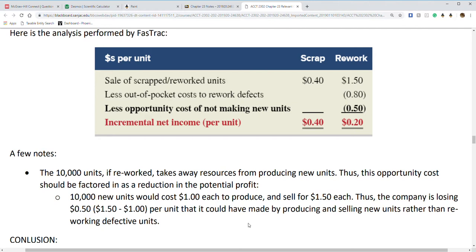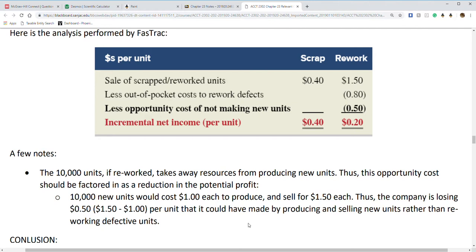Now we got opportunity cost. This opportunity cost is 50 cents. And we'll get into why it's 50 cents in just a sec. So the incremental net income per unit, once we subtract out of pocket and opportunity, is 20 cents. So now scrap looks better. And we're going to scrap them then. So how did we figure out opportunity cost?